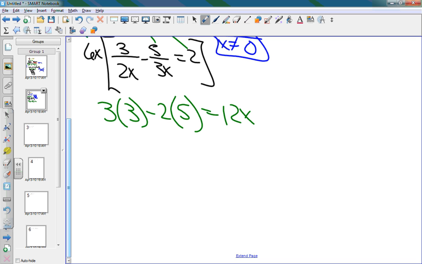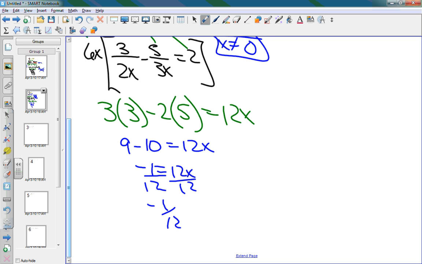Now, what do I do here? Get rid of all parentheses, right? So all I need to do here is take 3 times 3 is 9, 2 times 5 is 10, it's equal to 12x. What is 9 minus 10? Negative 1. So I have negative 1 is equal to 12x, divided by 12, and negative 1/12 is equal to x.